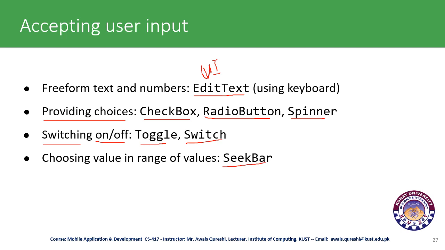So the EditText is for entering text and numbers, and for providing choices we use checkboxes, radio buttons, and the spinner. And for providing users the functionality of switching on and off, we can use the toggle button and the switch button. And how can we choose values in a particular range? For that we can use the seek bar control. So EditText, checkboxes, toggle, switch, and seek bar, these are all user input elements.